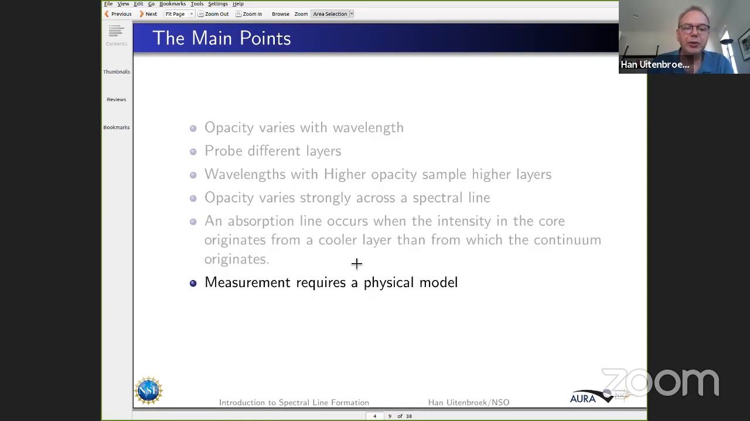When we do measurements, it requires a physical model. In this workshop, we will be talking about the Milne-Eddington approximation. This is a somewhat limited, but very useful physical model. But it means that the uncertainties in your measurement, even if you fit the line profile perfectly with your method, are tied to the model that you use. And the model is not perfect. It makes some approximations, it makes some assumptions.